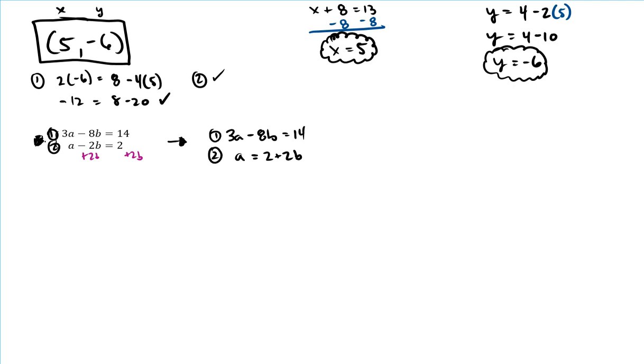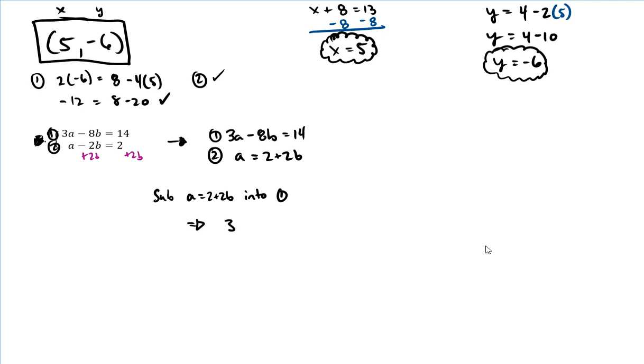Okay, so instead of x and y, they got a and b this time. Again, it doesn't really matter the letters. It's just the same old steps either way. All right, but now that I have equation 2 solved for in terms of one letter, now let's do the substitution. So let's sub the a value, a equals 2 plus 2b, into equation 1.